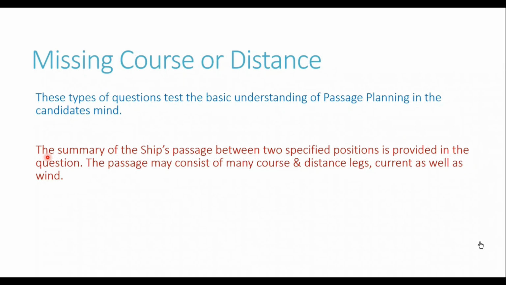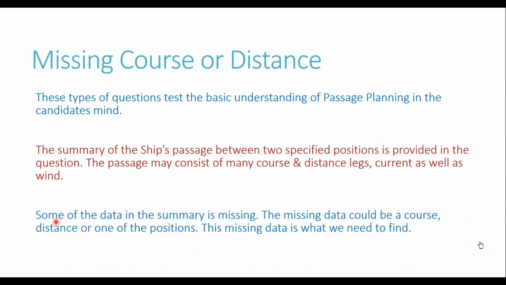Now, in these questions, they give us the summary of the ship's passage between two specified positions. It is provided to us in the question. The passage may consist of many courses and distances, which could be the legs of the passage. The question could involve current in the area as well as wind in the area. So all this may be provided to us in the question.